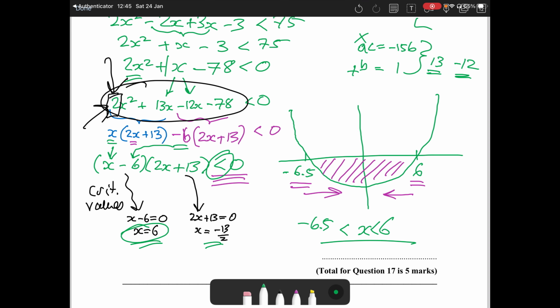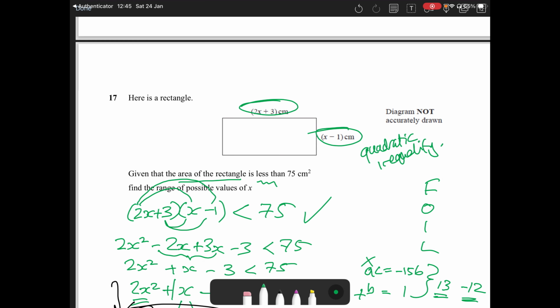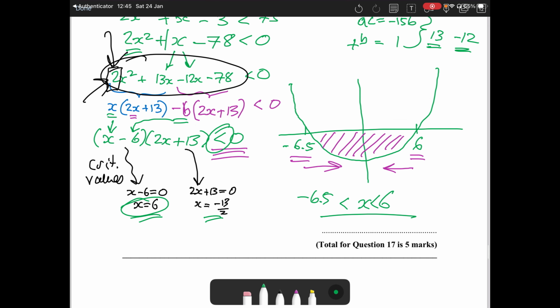So, quadratic inequality, super tough question. Question 17 seems a bit early for this level of difficulty in a real GCSE, but again, this could come up on a nasty year. It might come up.